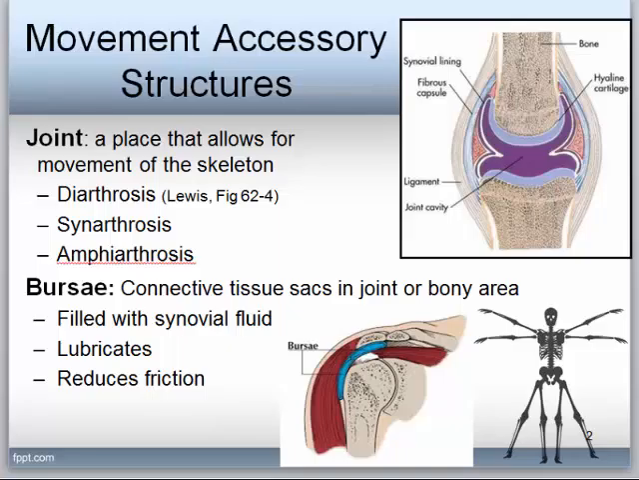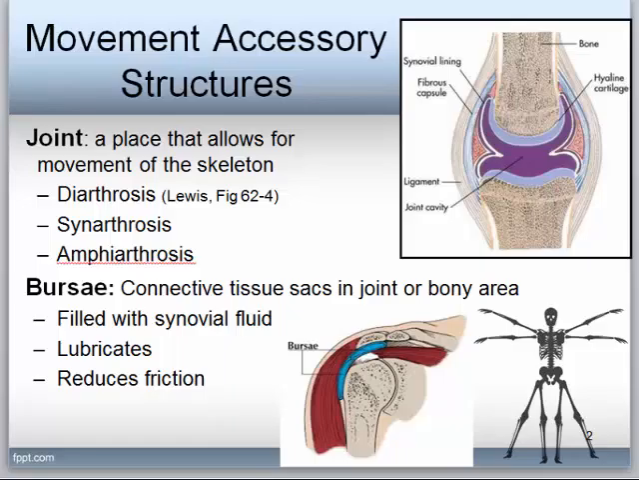Some examples of locations where these occur are hips, knees, and elbows. Synarthrosis joints are immovable, with fibrotic tissue present. An example of this are the bones that connect in the skull. Amphiarthrosis are slightly movable joints, and examples of this are cartilage, vertebrae, and pelvic bones.